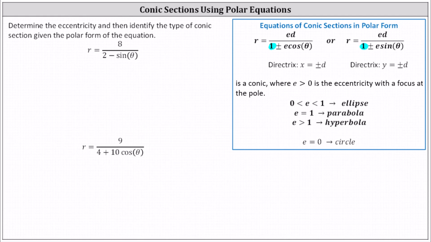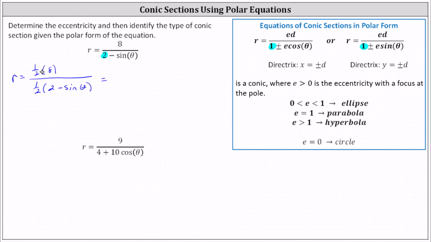Looking at the first polar equation, we need the 2 in the denominator to be a 1 to determine the eccentricity. This indicates we can either multiply the numerator and denominator by 1/2 or divide the numerator and denominator by 2. I'm going to go ahead and multiply the numerator and denominator by 1/2, which gives us r equals 1/2 times 8, all divided by 1/2 times the difference of 2 and sine theta.